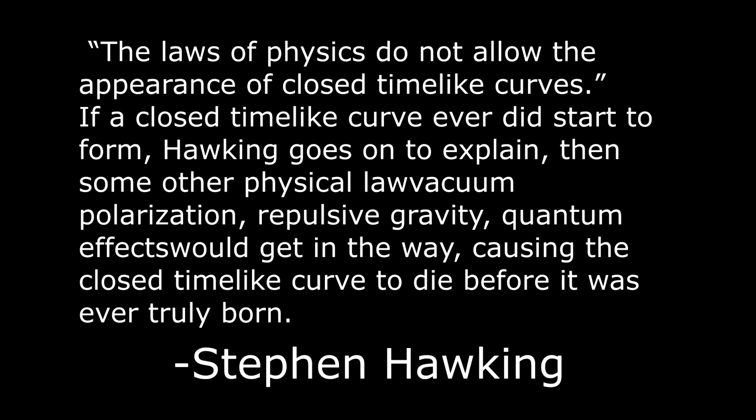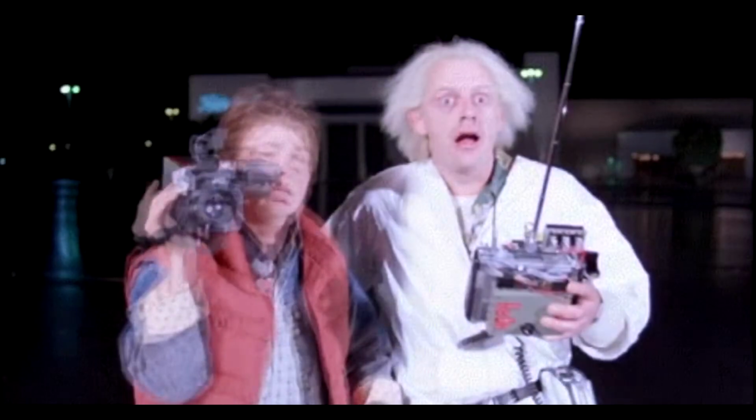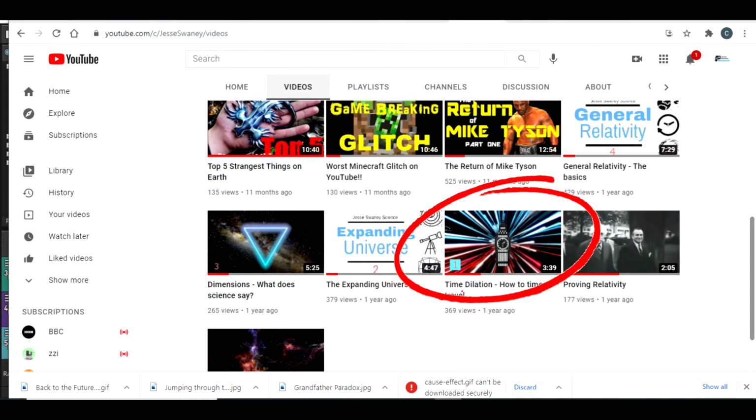The chronology protection conjecture is a hypothesis first proposed by Stephen Hawking, that the laws of physics prevent time travel on all but microscopic scales. The permissibility of time travel is represented mathematically by the existence of closed time-like curves in some solutions to the field equations of general relativity. We are of course talking about time travel to the past. See my video on special relativity for more information on time travel to the future. You can click on the annotation and I'll leave a link in the video's description.